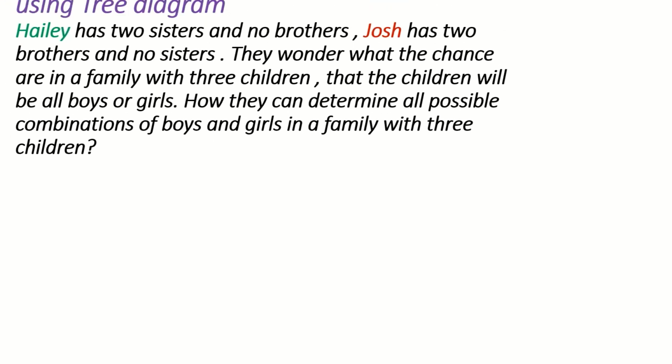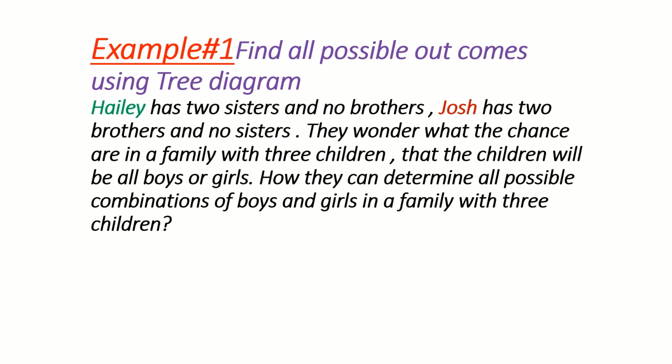Example number 1: find all possible outcomes using a tree diagram. Let us see how to show the possible outcomes using a tree diagram. In the slide above, we said you can show the possible outcomes in 3 ways: using a tree diagram, an organized list, or a table. But let us see this example by using the tree diagram.